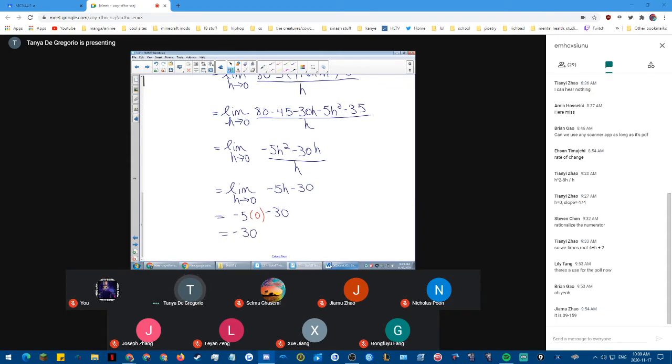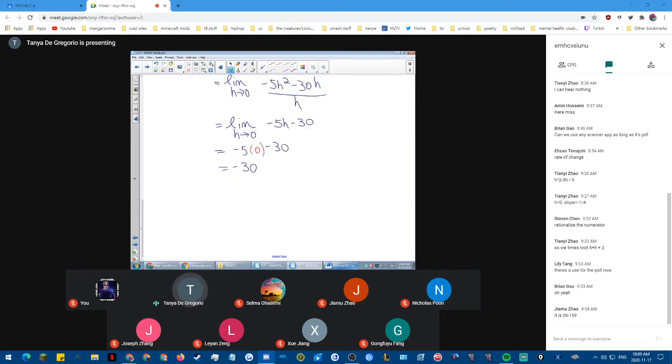Remember, this is rate of change. We use statements with our units. Negative 30 meters.